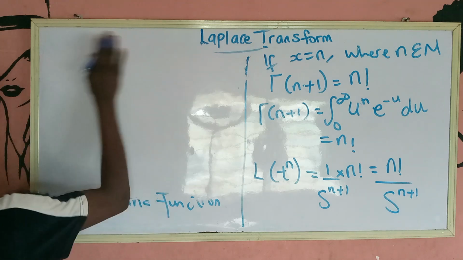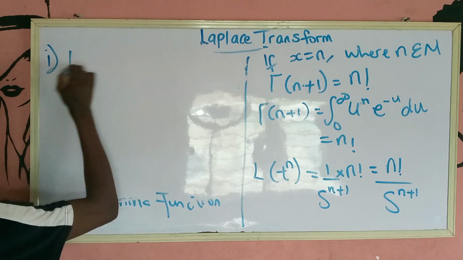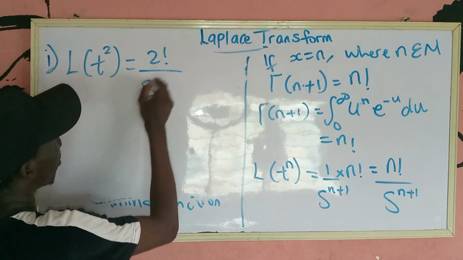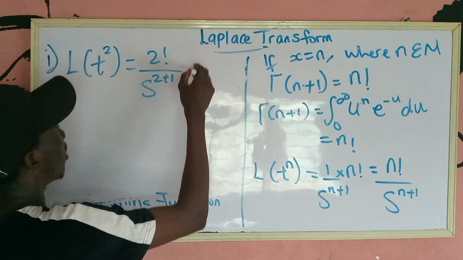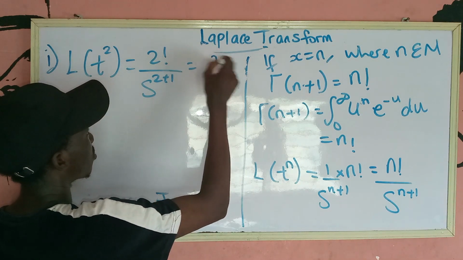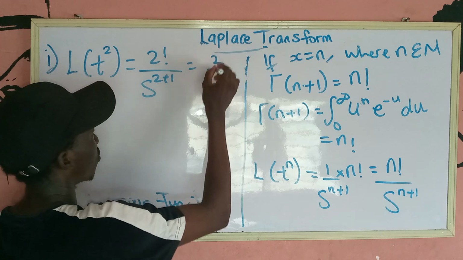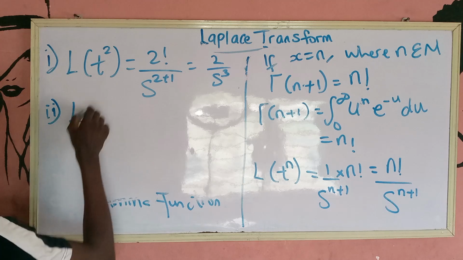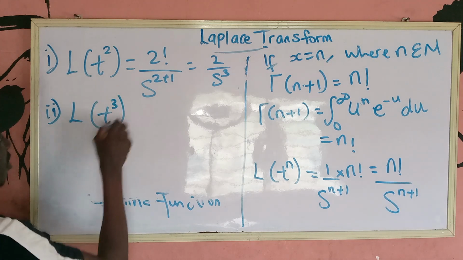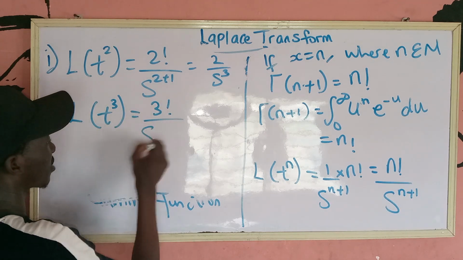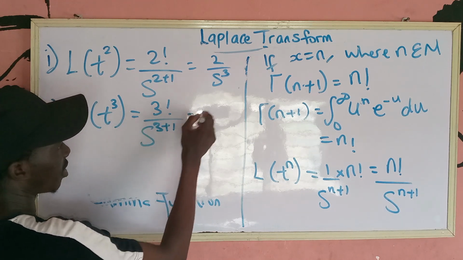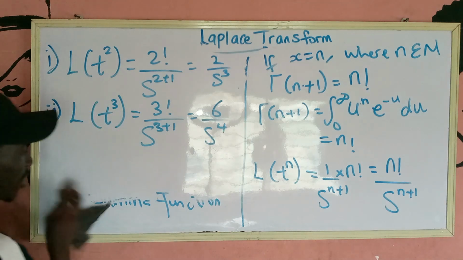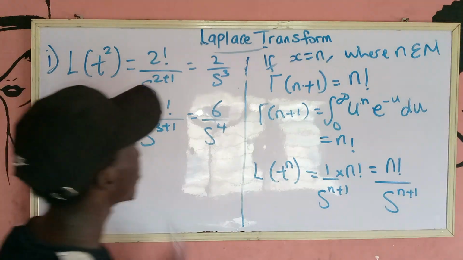So that means if I have Laplace of t raised to power 2, that is 2 factorial over s raised to power 2 plus 1, and that is 2 times 1, which is 2 over s raised to power 3. That will be my answer. Another one, if I have Laplace of t raised to power 3, that will be 3 factorial over s raised to power 3 plus 1, and 3 factorial is 6, and here is s raised to power 4. So that will be my answer on this.